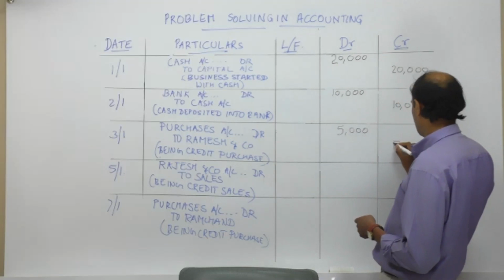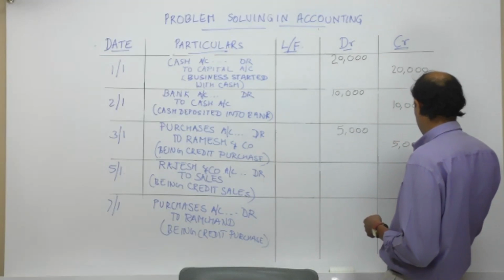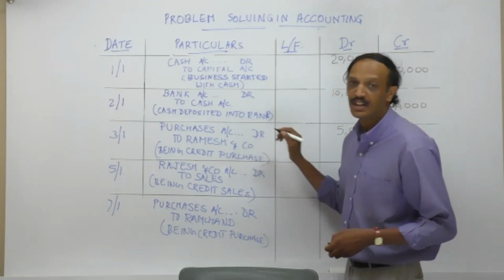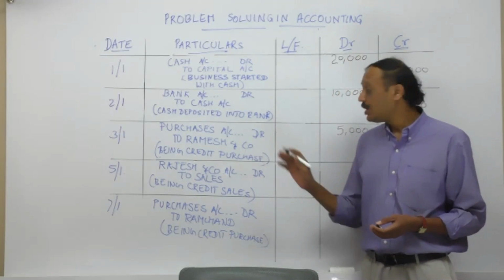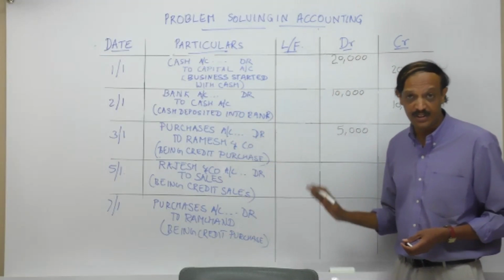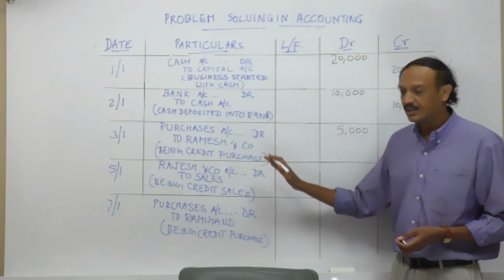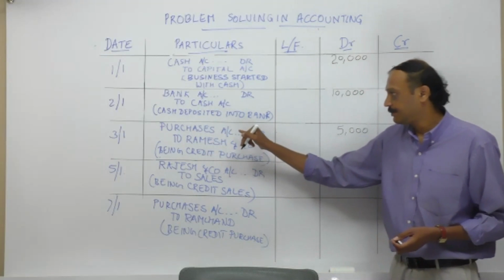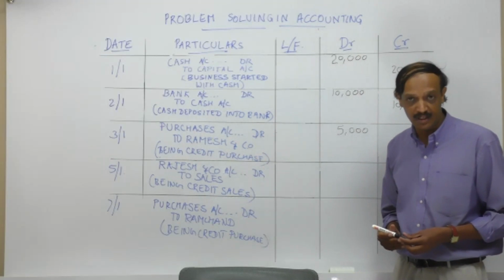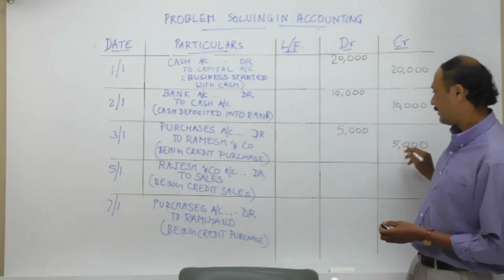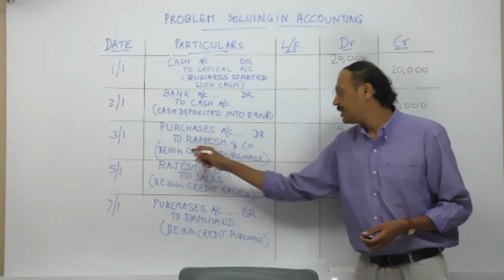And credit Ramesh and company, because Ramesh and company is the person who is selling you the goods. You need to pay them. You have not yet paid. It's a credit purchase. You have received the goods. That is why you need to debit purchases and credit Ramesh and Co. That signifies that you are yet to pay them. The amount would be 5,000. And the narration being credit purchase.